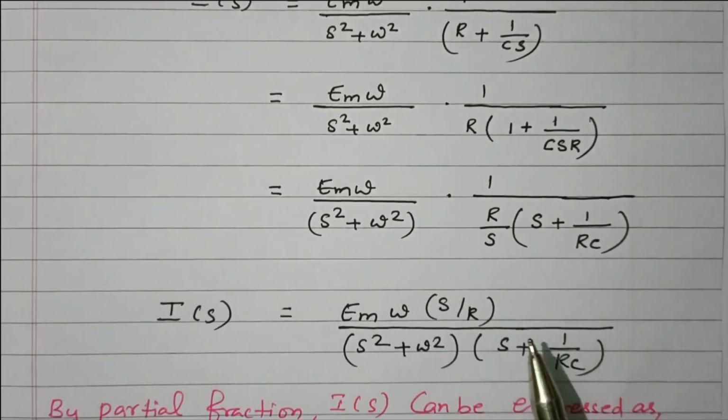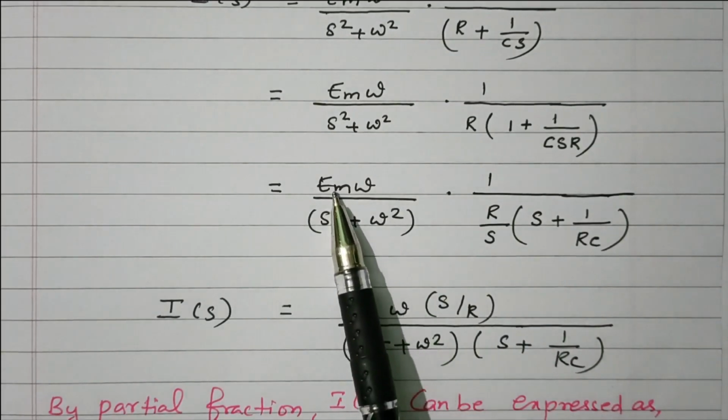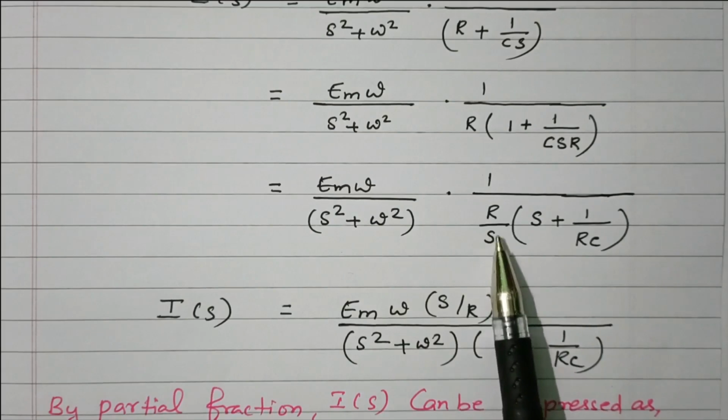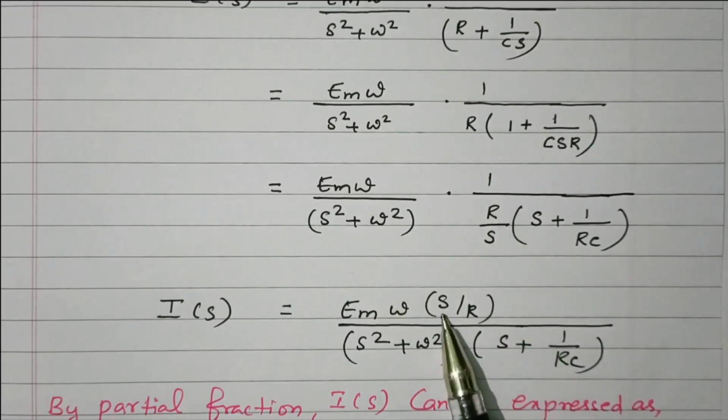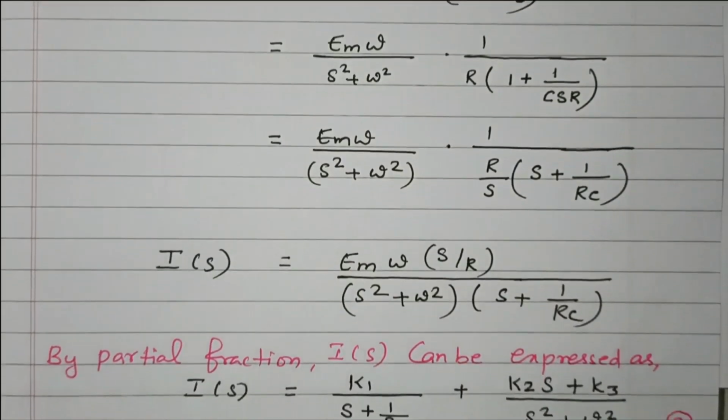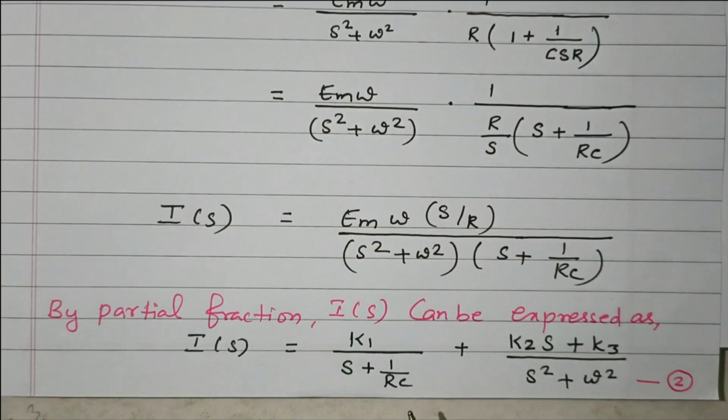If we go for the further simplification, it is nothing but Em omega, this S is available. S into R by S will go to numerator, it becomes S by R. S square plus omega square into S plus 1 divided by RC. Now we need to take the inverse Laplace, but it should be converted into partial fraction. Then only we can take the inverse Laplace. Now we'll see how to convert into partial fraction.